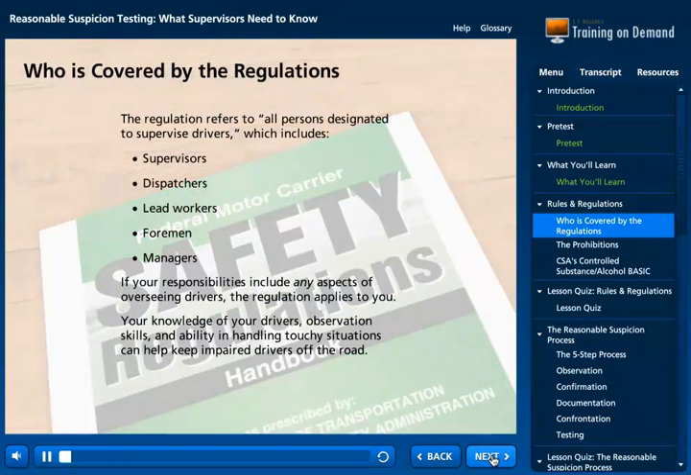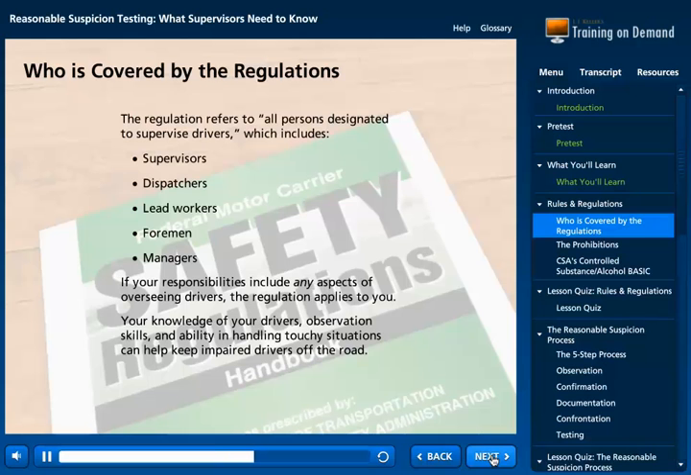Even if your job title doesn't include the word supervisor, don't assume the regulation doesn't apply to you. The regulation refers to all persons designated to supervise drivers. This could include dispatchers, lead workers or foremen, and managers with various responsibilities. If your responsibilities include any aspects of overseeing drivers, the regulation applies to you.